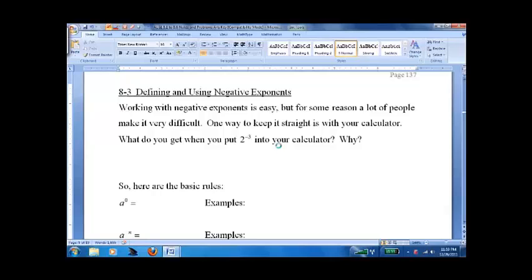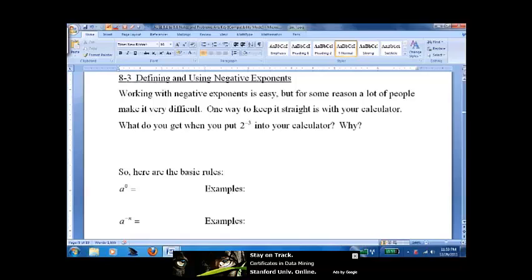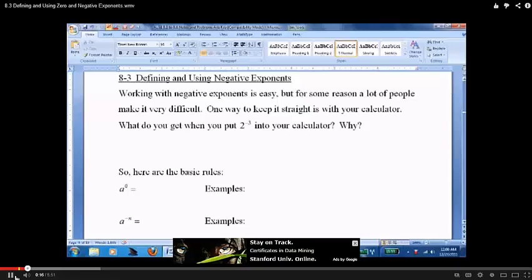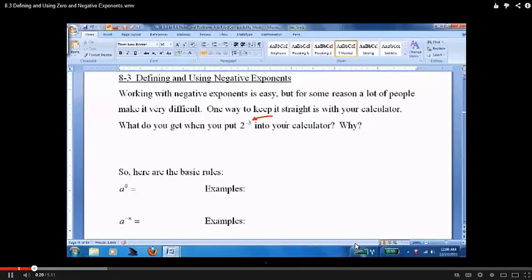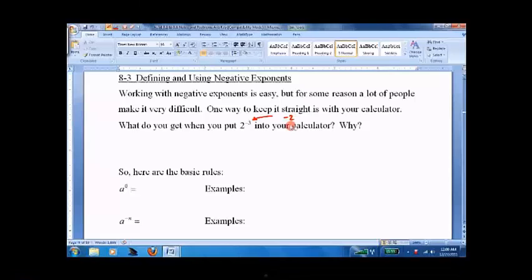Lesson 8.3, Defining and Using Negative Exponents. I don't understand why, but a lot of people have a lot of trouble with this. My guess is that when they see a negative exponent like this, they immediately start thinking that the number has to end up as a negative number somehow. Well, that's not the case.